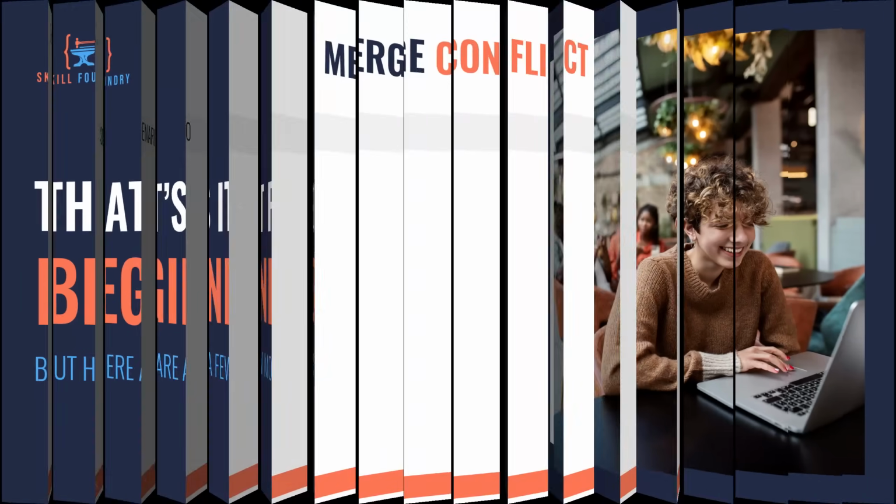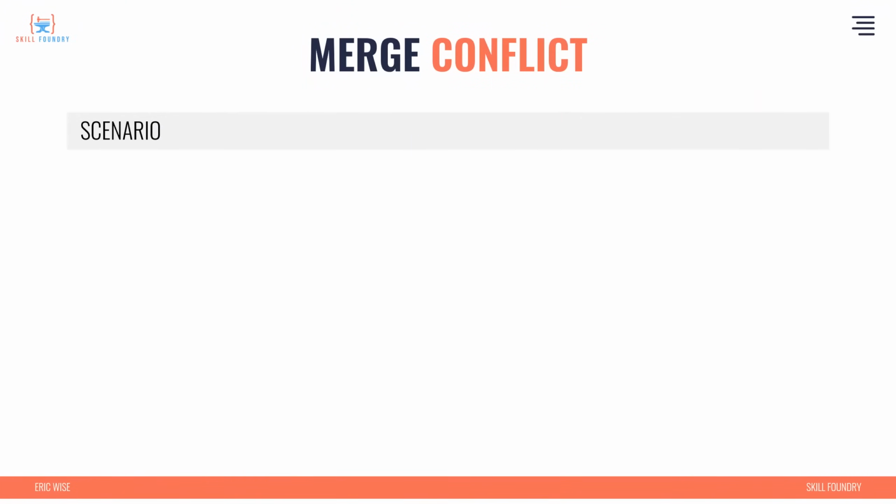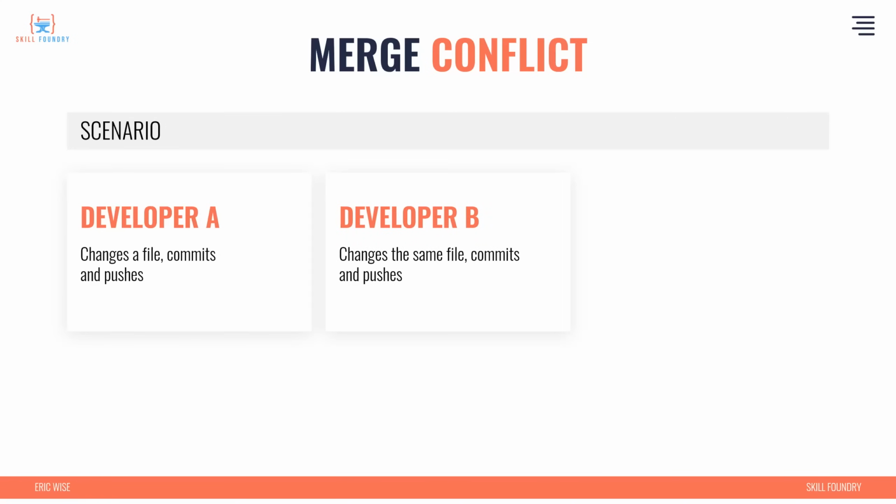And the first thing is called a merge conflict. So here's the scenario. You're working on a development team, and developer A changes a file, they commit it, and they push it up to the shared cloud repository. And then developer B comes along, and they have not pulled from the repository. So they're working on the older version of the code, and they happen to go in and change a file that developer A already changed. And then they commit it and they try to push it.